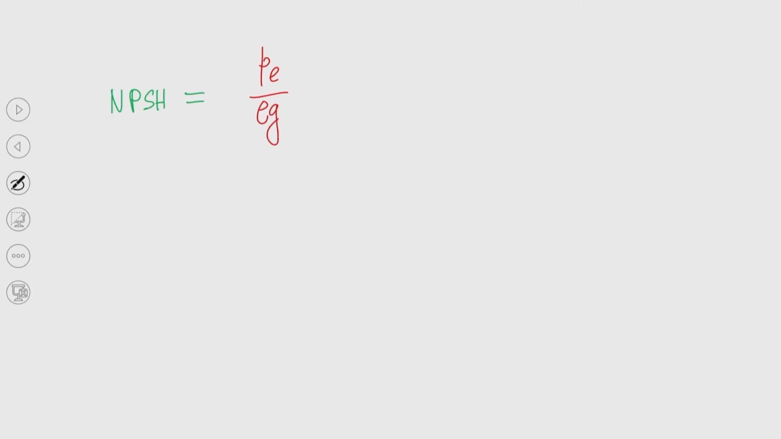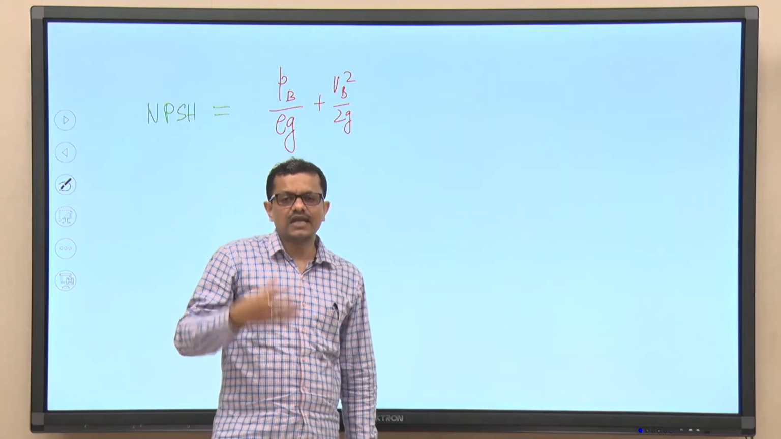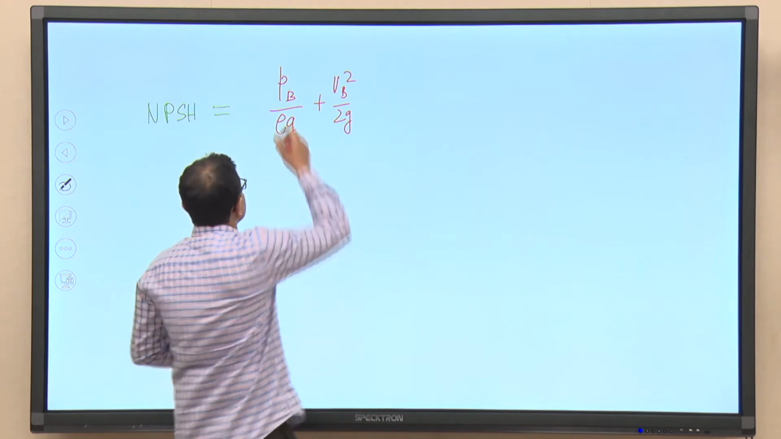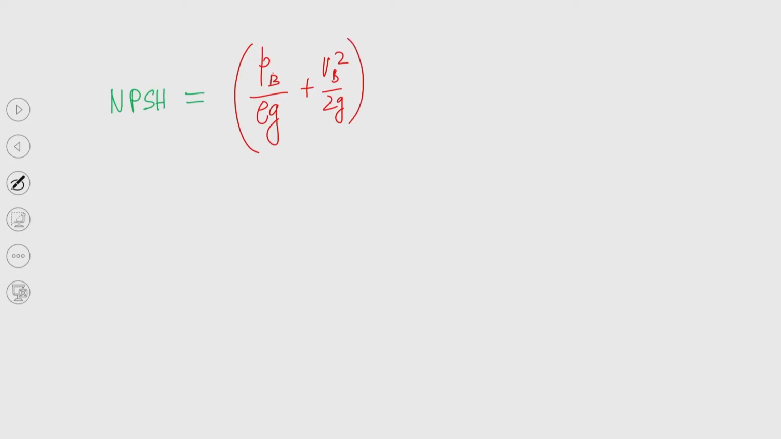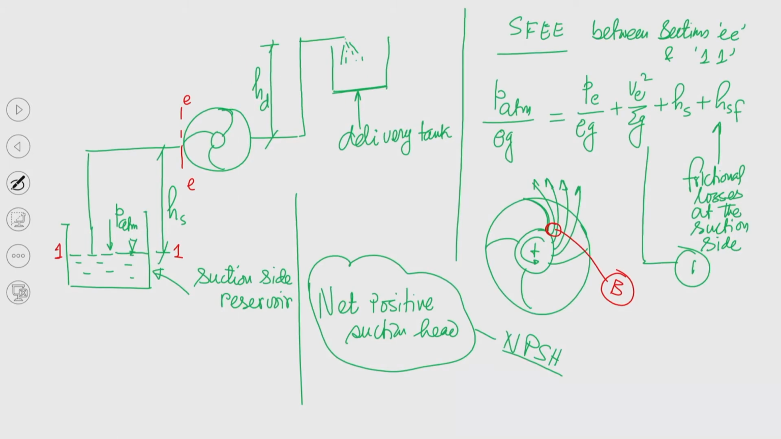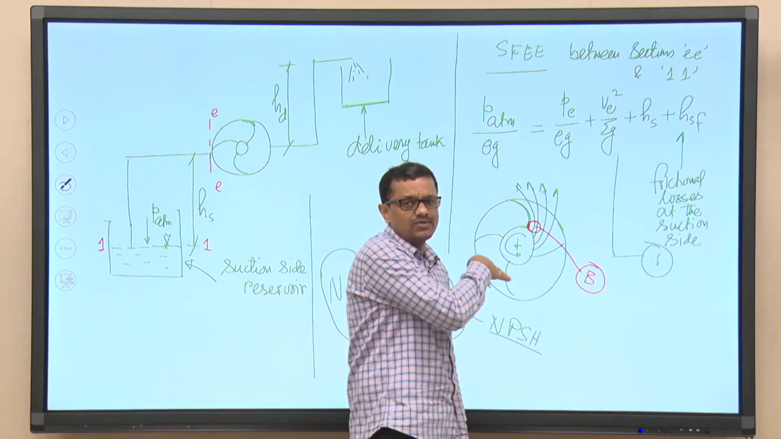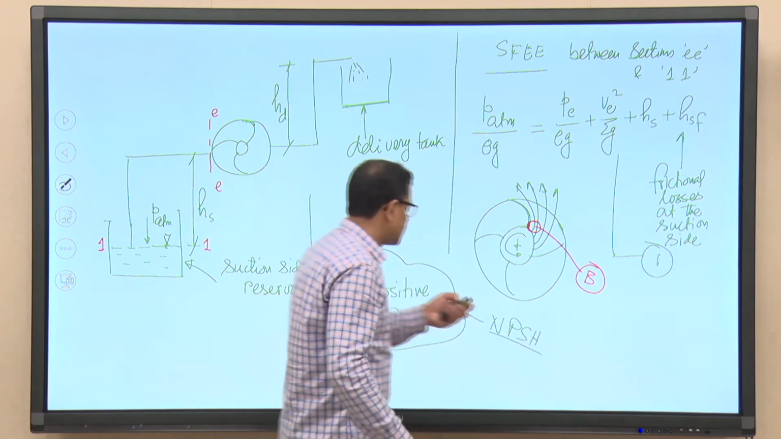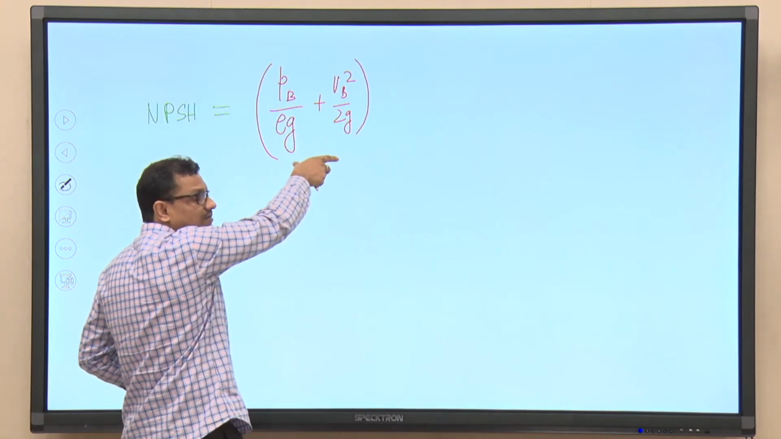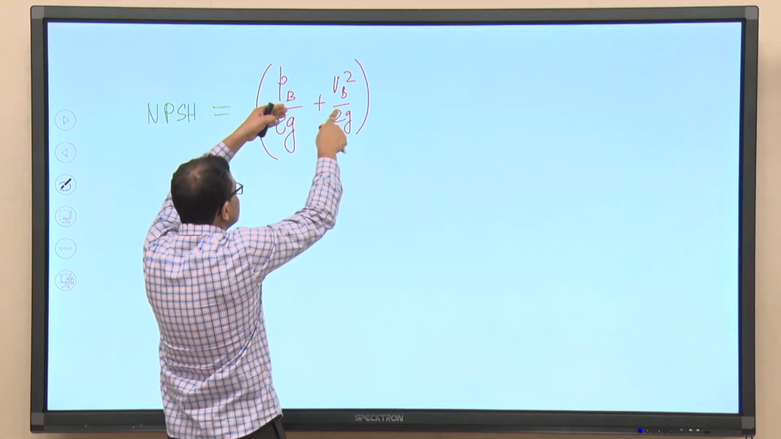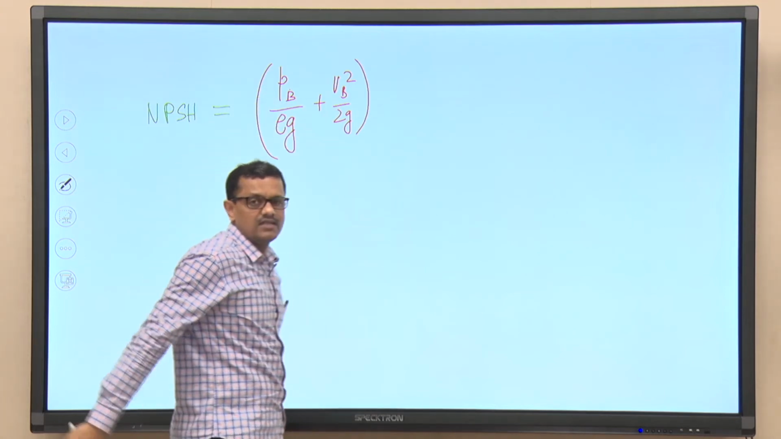Actually I should not write P e, rather I will give a different name. So I can write P B by rho g plus V B square by 2 g. So this includes both the static as well as dynamic head, right. Now, this is the available head. So you can understand at this particular location pressure will be there, velocity will be there, total head will remain constant. Basically this total is remaining constant everywhere, somewhere this part will be high, this part will be less, and somewhere the reverse will be there.